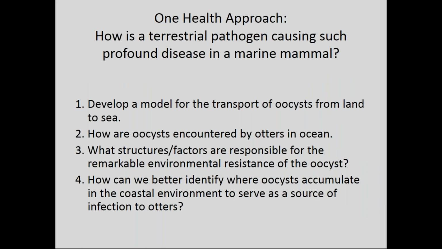So using a One Health approach, we asked the question, how is a terrestrial pathogen causing such profound disease in a marine mammal? And the goals here were to, 1, develop a model for the transport of oocysts from land to sea, determine how oocysts are encountered by otters in the ocean, to look at what structures or factors are responsible for the remarkable environmental resistance of the oocysts, and then determine if there's a way that we can better identify where oocysts accumulate in the coastal environment to serve as a source of infection to otters.